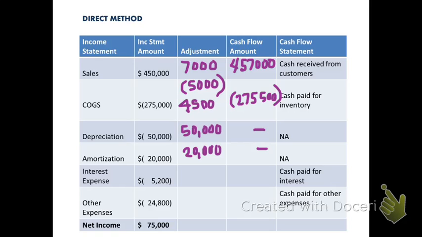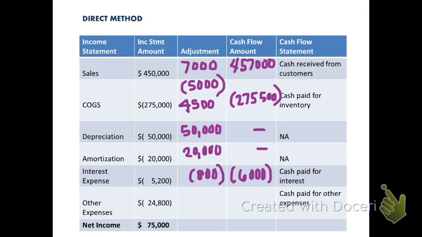For interest expense, we have to adjust for the decrease in interest payable. That's a negative adjustment to reflect the fact that the company has paid down part of the payable. That results in a total amount of cash paid for interest of $6,000.